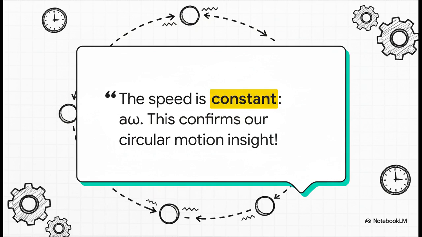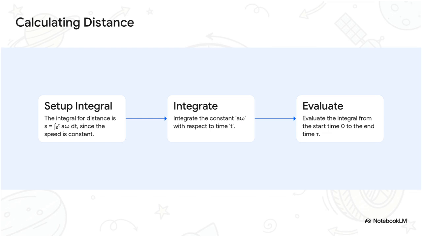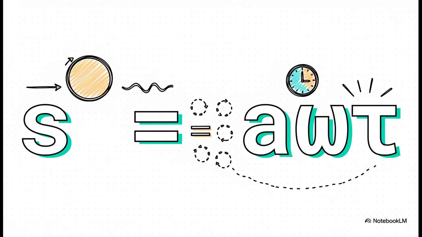It all fits. Okay, so since the speed is just a constant number, that big, scary-looking integral for distance just became super, super easy. All we have to do is integrate the constant a omega from time 0 up to our finish line, which is tau. And there it is, our answer for part A. The distance s is just a omega tau.